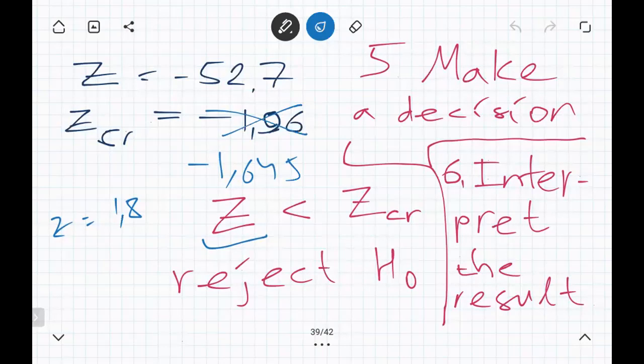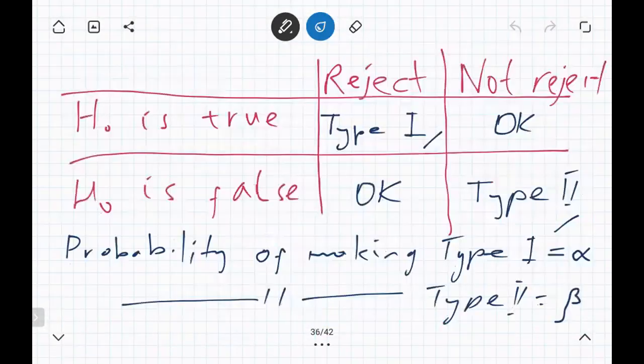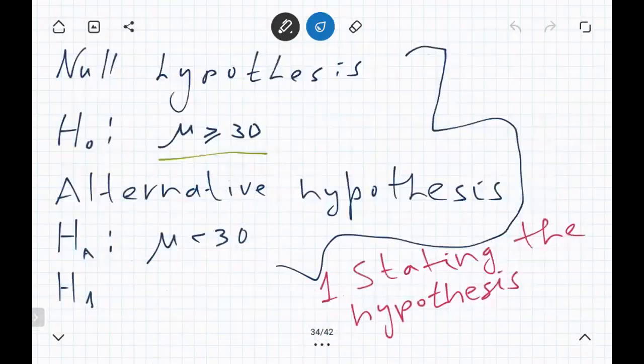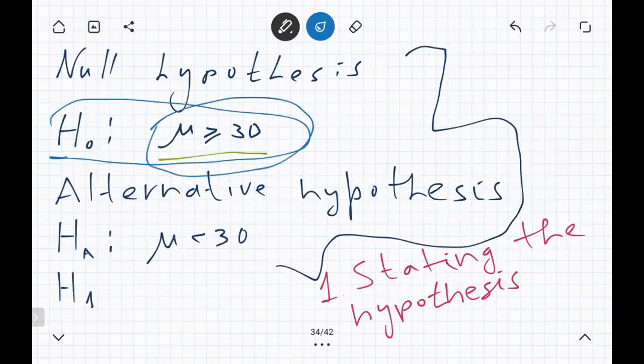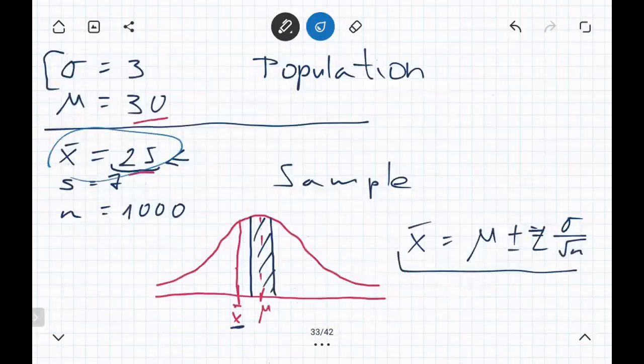Well, we see that we need to reject our null hypothesis. And it means, so here is our null hypothesis. If I look at the condition itself, it tells me that, in fact, it just tells me the mean is not less than 30. And the first objection would be, but I have a mean less than 30.